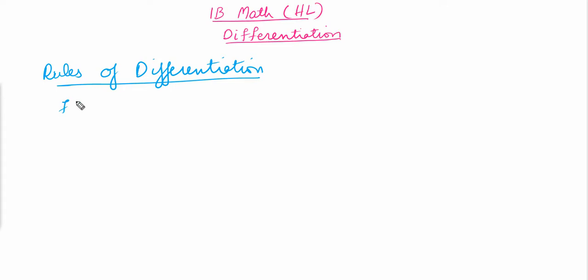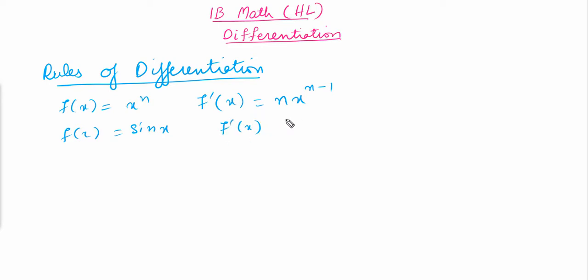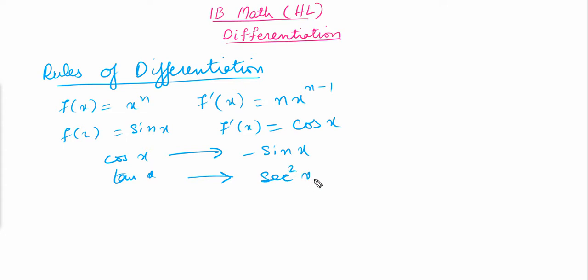If we have a function f of x equals x to the power of n, then the derivative of this function will be n x to the power of n minus 1. If we have a function of sin x, its derivative will be cos x. Similarly, the derivative of cos x will be negative sin x. The derivative of tan x will be equal to secant squared x. Secant squared x is basically equal to 1 over cos squared x, and the derivative of e to the power of x will remain the same, e to the power of x.